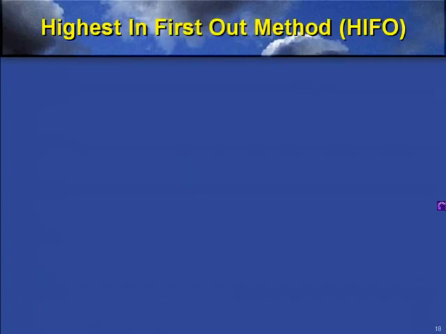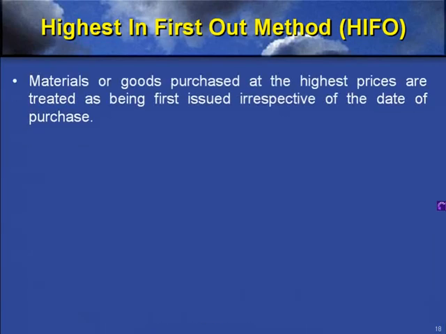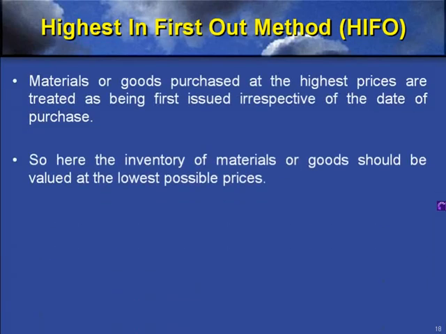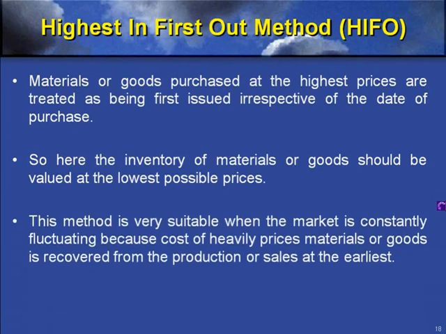Now, the next one is the Highest In First Out method, the HIFO method. Material or goods purchased at the highest price will be issued first under this concept. So here the inventory of material or goods is valued at the lowest price. It's again very simple. Suppose you are carrying two types of goods, one at 25 rupees per unit and the next at 30 rupees per unit. So 30 has the highest value compared to 25, so first we will issue the 30 ones, and 25 is less, so it will be kept as stock in the store.